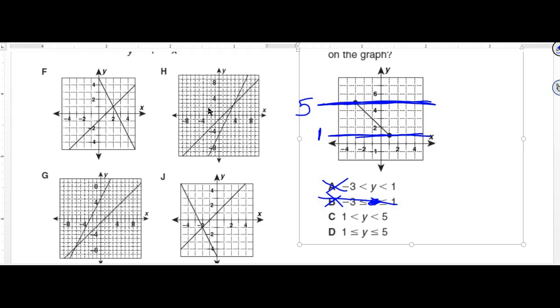It's not A, either C or D. The difference is 1 is equal to, 1 is not equal to. The only thing that I can look at to figure that out are the boundaries, the dots. Are they open or are they closed? These are solid closed-in dots, which mean it equals 5 and it equals 1. So D is my answer. All y values start at 1, end at 5, and they include 1 and 5.